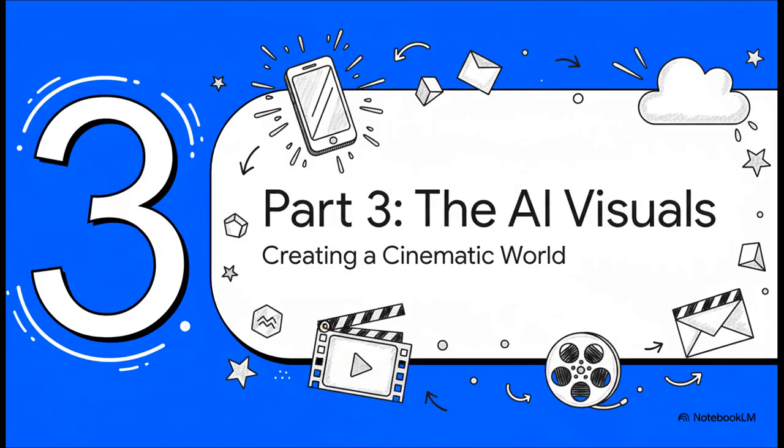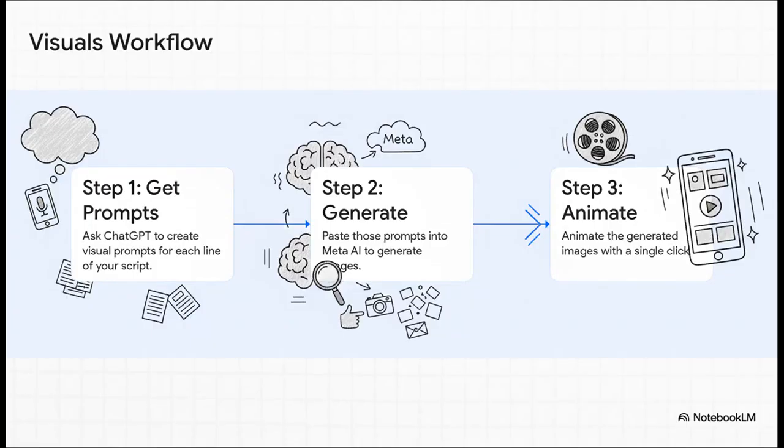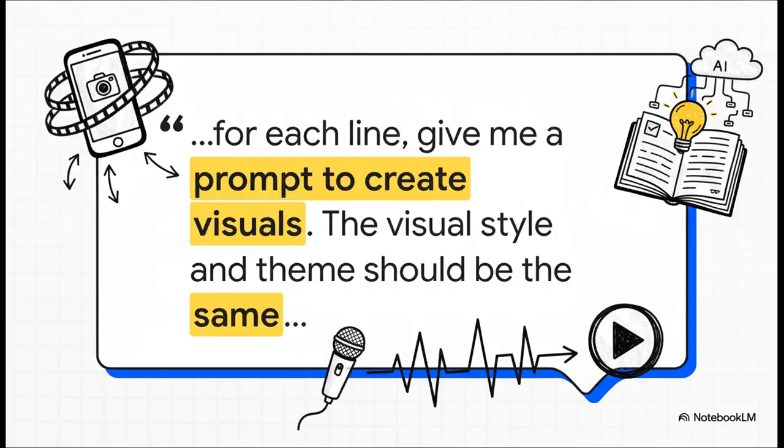All right, now for the really fun part, the AI visuals. We've got our script, we've got our voice. Now it's time to create that cinematic world with unlimited, watermark-free images and video clips. This workflow is actually kind of genius. Instead of you trying to figure out how to describe each scene, you're going to have one AI act as the creative director for another. So you'll go back to ChatGPT, ask it to write visual prompts for you, and then you'll use those prompts in Meta's AI image generator. And here it is, the master prompt to make that happen.